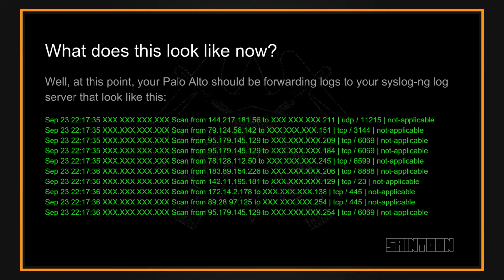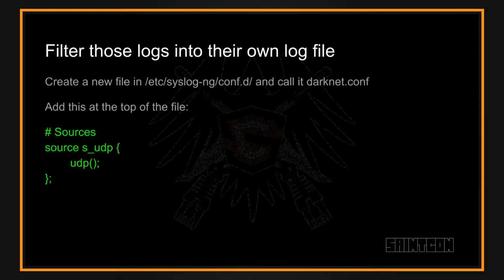And it shows that there's a scan from a certain address, and it's going to a certain address, and then the relevant information about that scan. Okay? So you should see those logs start flowing in, but now at this point we want to actually filter them. So syslog-ng has a really cool function in which you can actually go in and you can say, hey, I want to filter how these logs flow in and what files they go into. So we want to, in this etc syslog-ng conf.d directory, we want to create a file and call it darknet.conf.